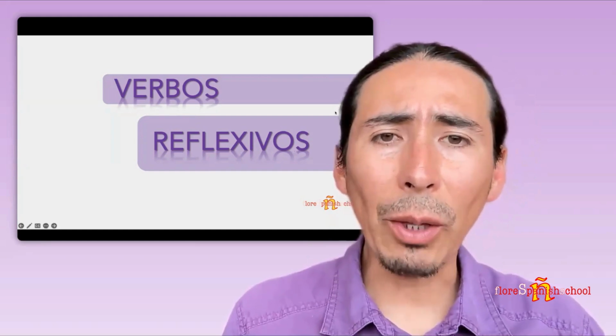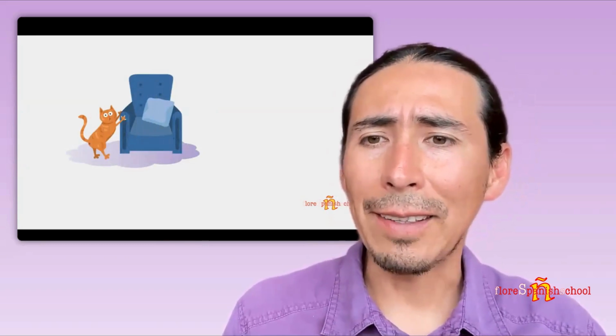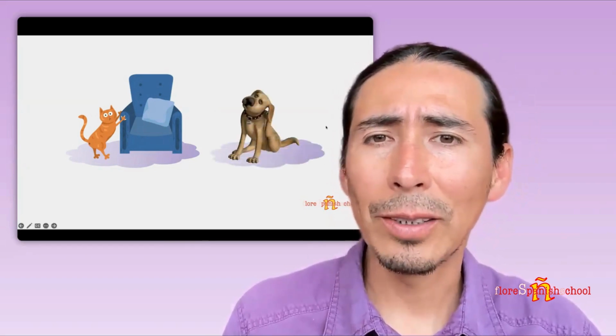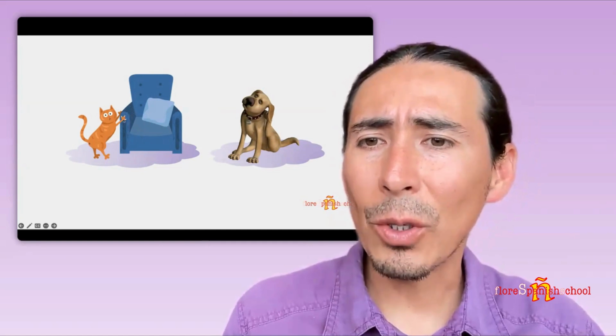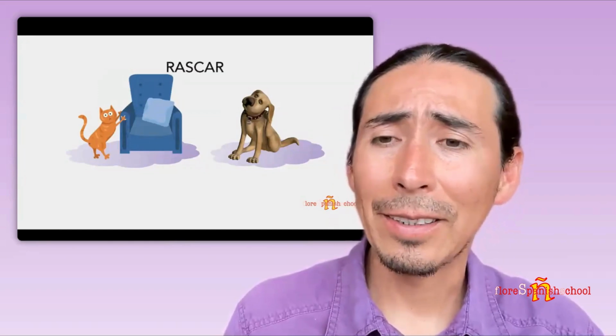And for the verbo reflexivo, there is an easy way to recognize it, and I love explaining with this picture. So look at this cat and the action that the cat is doing, and look at this dog and the action that the dog is doing as well. Look with the paws. So the cat and the dog are doing the same action, and the action in English is scratch. En español, rascar.